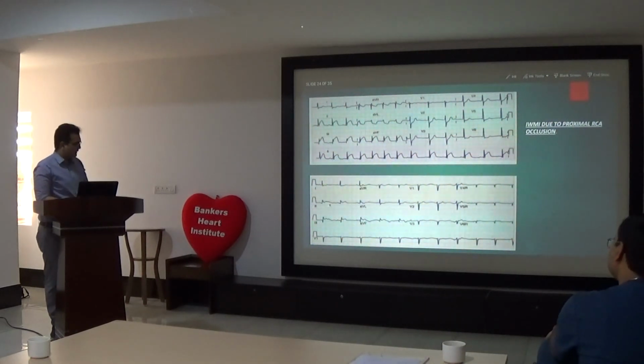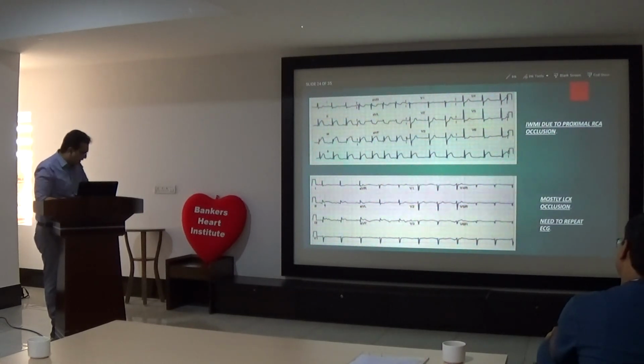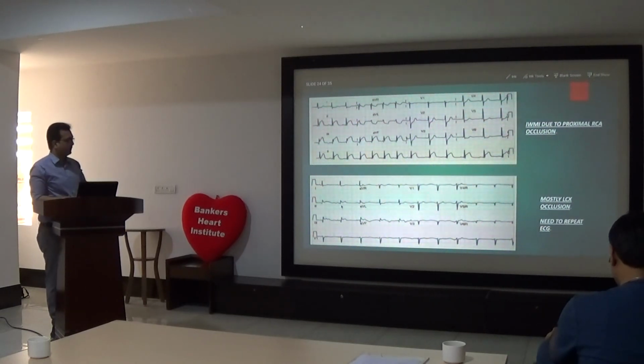Now in this, again this is not a very classical ECG, but if we take the ST elevation in lead 2 more than that in lead 3, so this can be, of course, as the right-sided leads are not showing any significant ST elevation, this can be taken as an LCX occlusion. Of course, we need to repeat the patient's ECG.